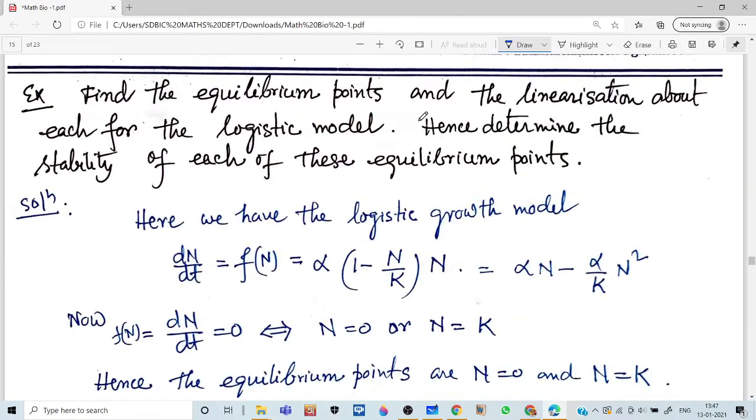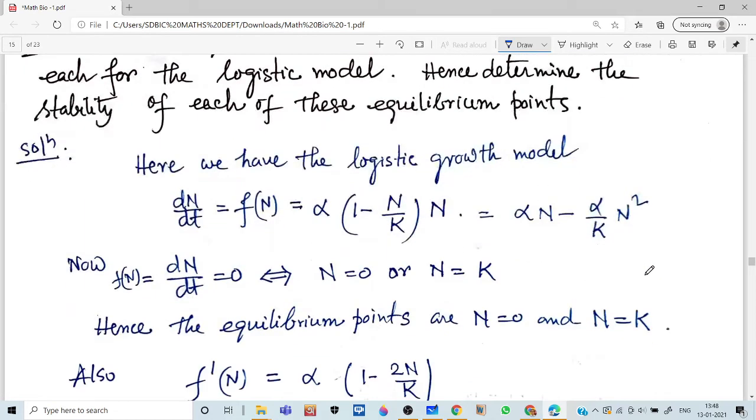Find the equilibrium points and the linearization about each for the logistic model. Hence, determine the stability of each of these equilibrium points. Here dn dt is equal to, say, f of n, which is alpha into 1 minus n by k into n. This is equal to alpha n minus alpha by k into n squared.